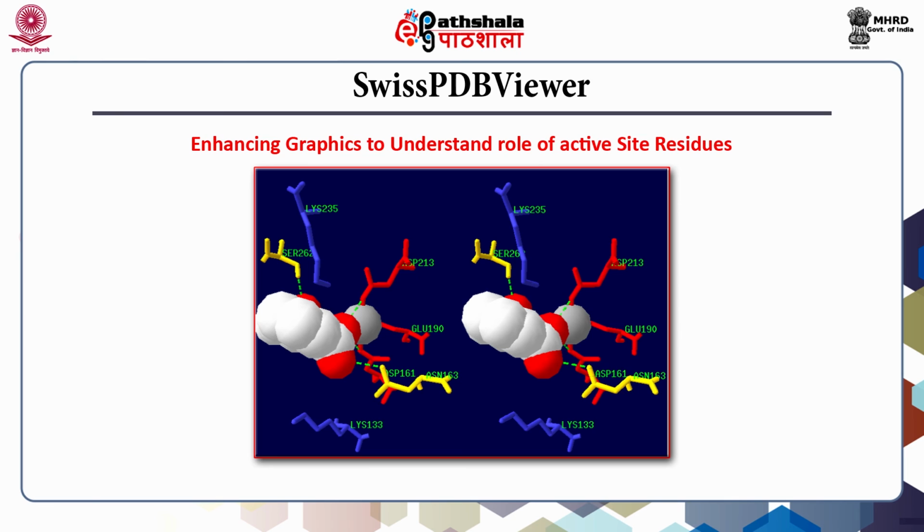This display reveals that 4 carboxyl groups are coordinating magnesium ion. Magnesium ion is octahedrally coordinated by aspartate 161, glutamate 190, aspartate 213, 1 oxygen from the carboxylate group of the OSB, and 2 water molecules.